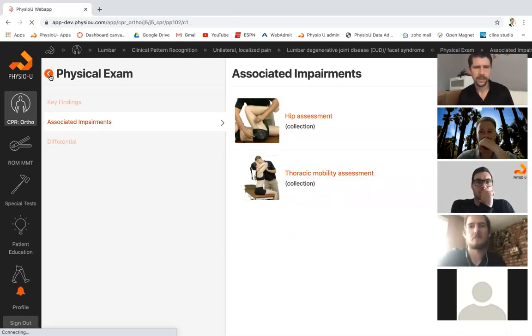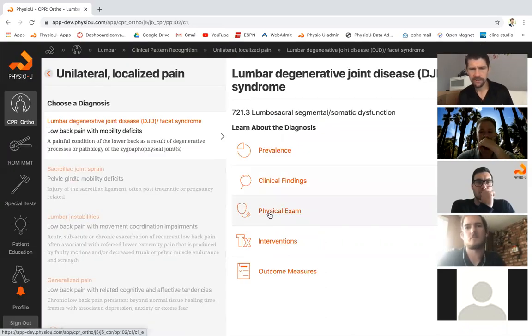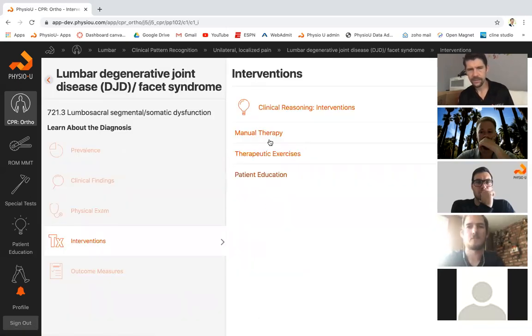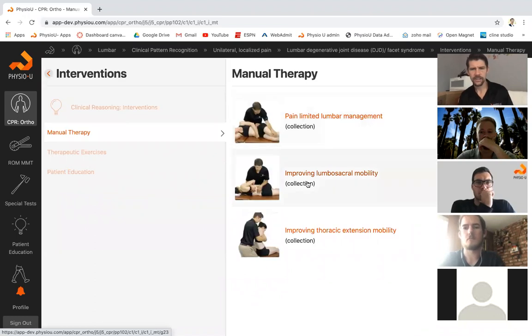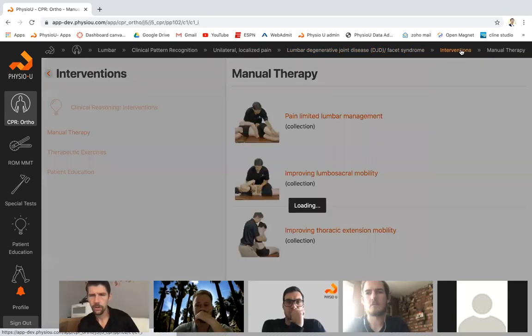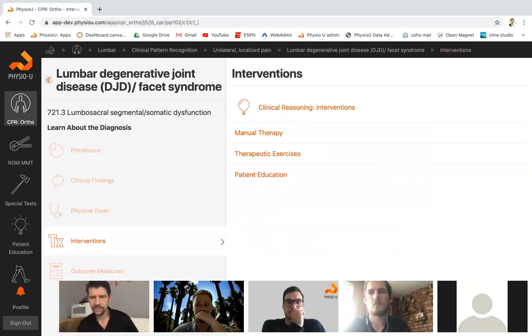All right, nice work. Okay, so that would be our physical exam. If we go to interventions, we have manual therapy, TherEx, patient education. What do you think are some of the treatments we want to be working on? I'm going to go back a page. You guys don't see that. All right, what do you guys think? What are some common interventions for low back pain with mobility deficits? Start manual therapy first.